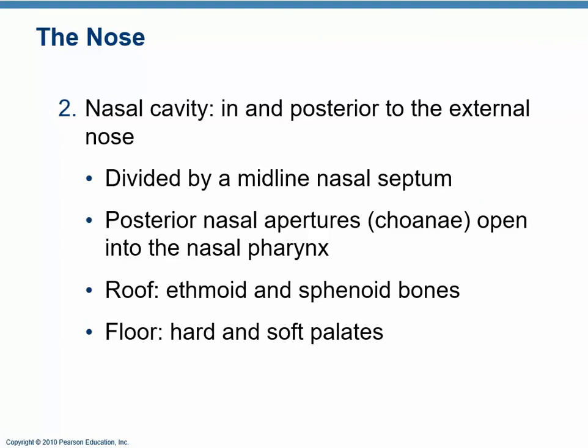So behind this external nose is the nasal cavity. It is divided into two sides because there's a septum, a wall in between, and it opens up into the nasopharynx. We call these the posterior apertures, is generally what most people call them. The roof of the nose is made of the ethmoid bone and a little bit of the sphenoid bones. The floor of the nose is actually the roof of the mouth, so it's the hard and soft palate.